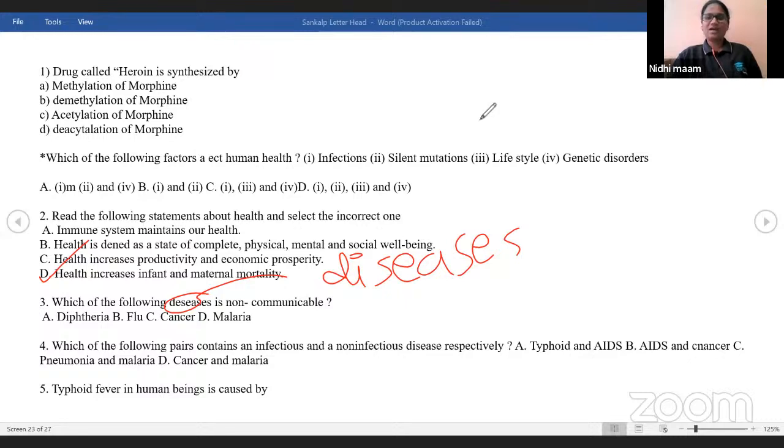See, for example, corona disease was communicable. If I got corona and I was near you, you used to get the corona disease, like flu, fever, cold. So these all are diseases which will transfer from a diseased person or an ill person to a healthy person. But cancer is a disease which is not transferable. It will not transfer from one person to another person. So option C is the right answer.